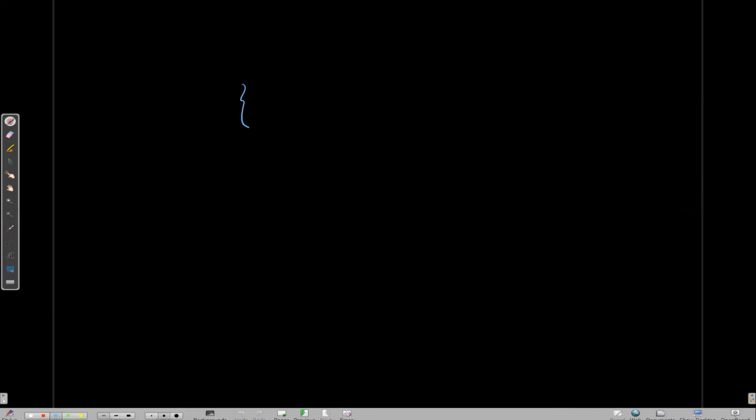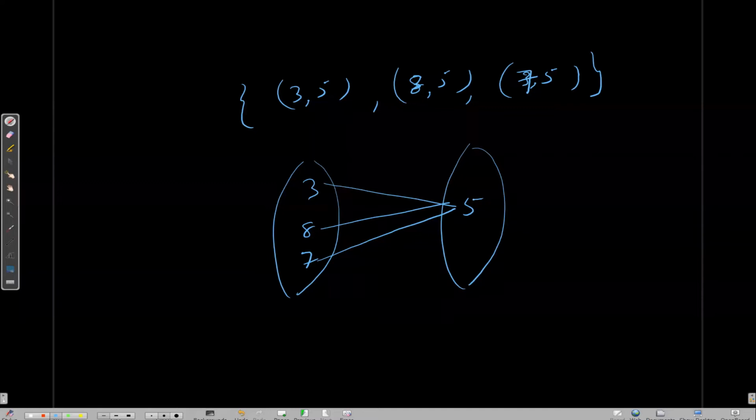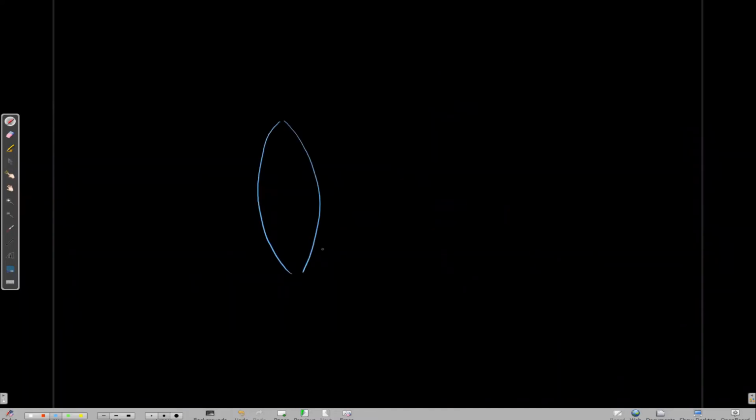All these things are relations. Now this one, left hand side, right hand side. Left hand side you have 3, 8 and 7. Right hand side you only have 5, right? And yes, that is also a relation. Now normally in a relation, this left hand side we call it domain, and right hand side we call it range. Remember these words, domain and range.